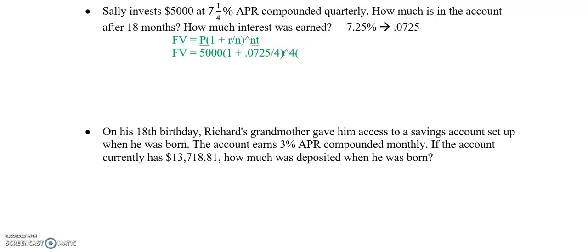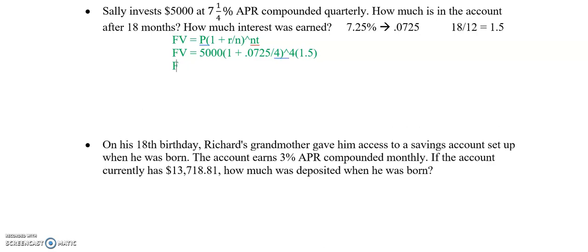And then our T value, well, notice that this is 18 months, but remember, T is always given in what? In years. So we have to figure out how many years 18 months is. To do that, we come to the side and we say, okay, how many months are there in 1 year? There are 12. So 18 divided by 12 gives us 1.5. So our T value in this case is going to be 1.5 years.